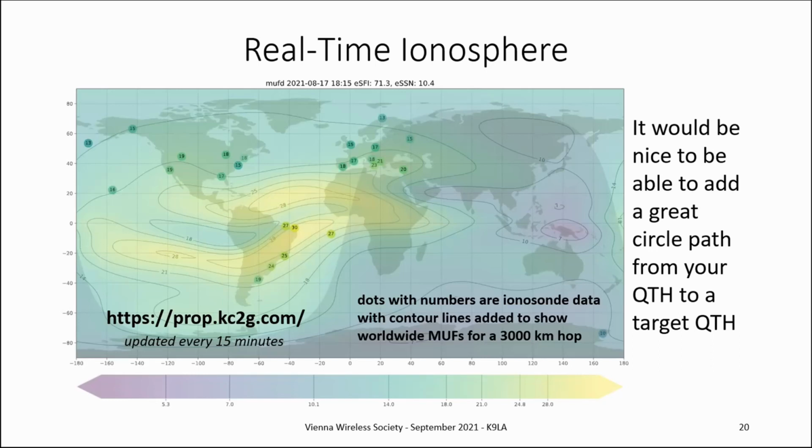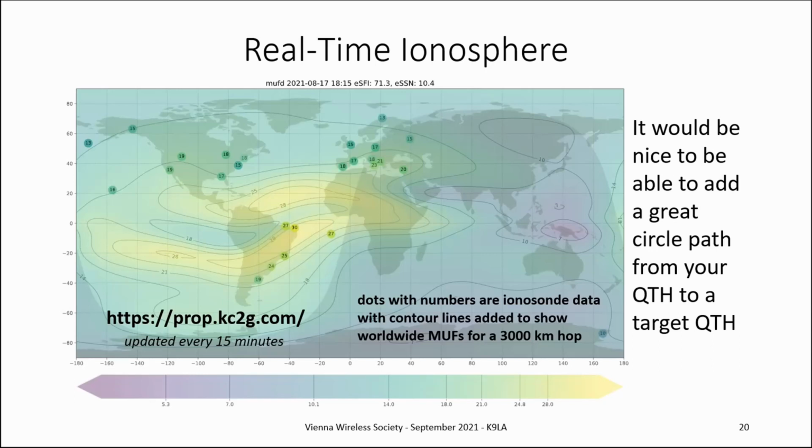Now, what would really be nice is if you could add a great circle path from your QTH to a target QTH. Then you can see what the MUF was all along your path. Now, for short paths, for example, Florida into South America, northern South America, you can see that the MUF at about the midpoint is probably about 25 megahertz, which says, okay, 12 meters might be open. Now, this was for way back in August, but things should be getting better as cycle 25 rises.